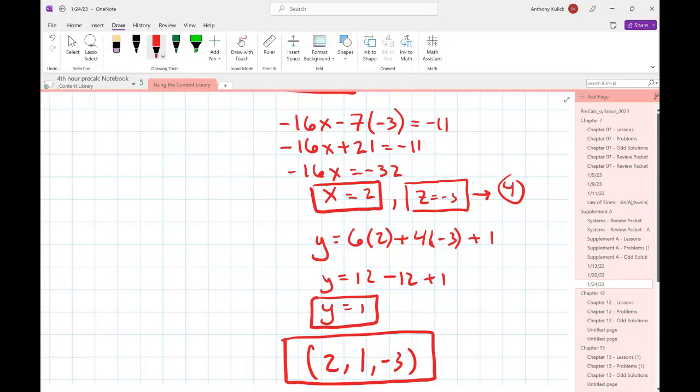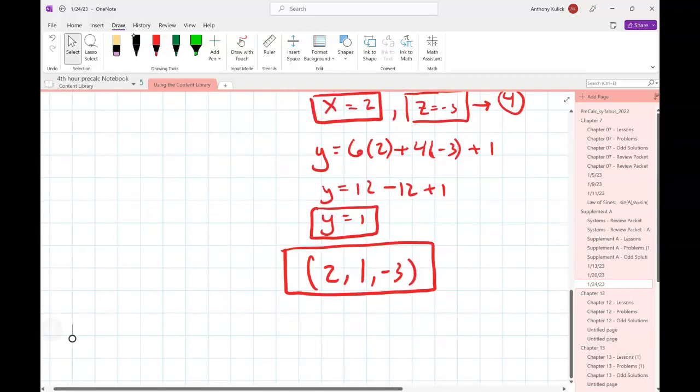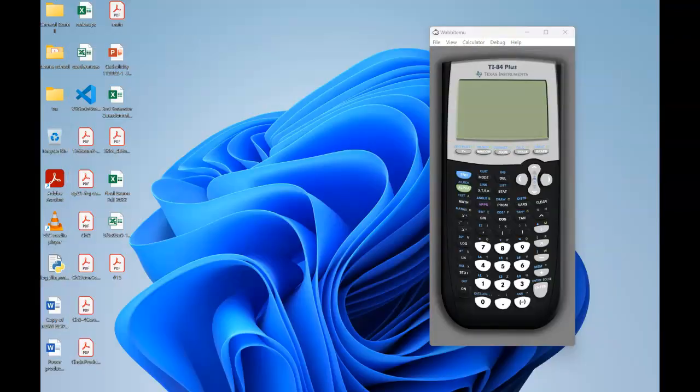Everybody okay there? So basically you're just doing one substitution to get it down to a 2-variable system, and we use just our 2-variable techniques from there. Preferably, Mr. Kulik, I don't particularly like substitution for 3-variable systems. I prefer elimination.